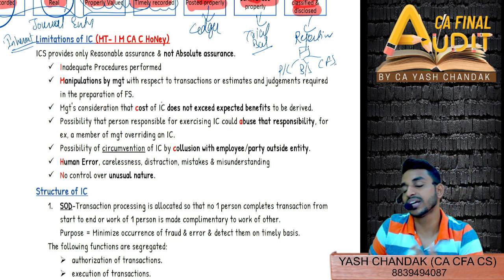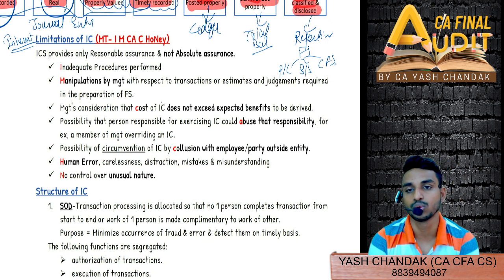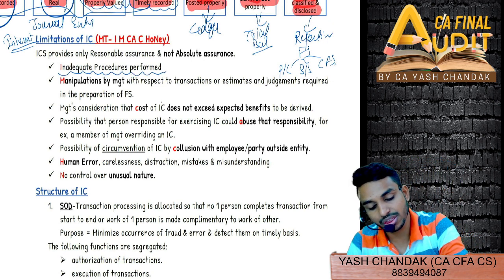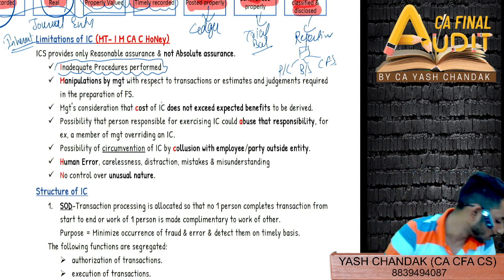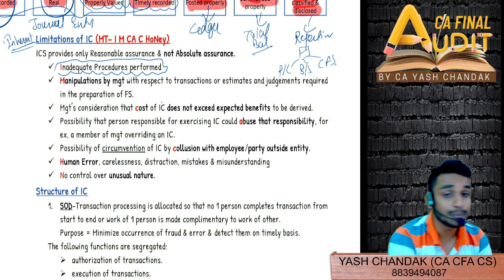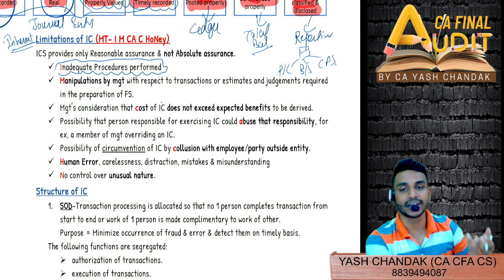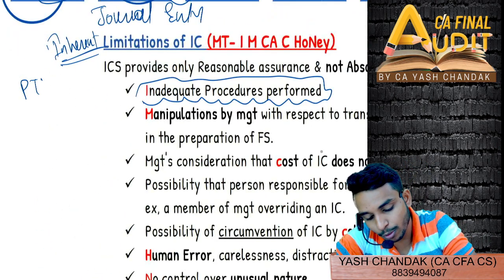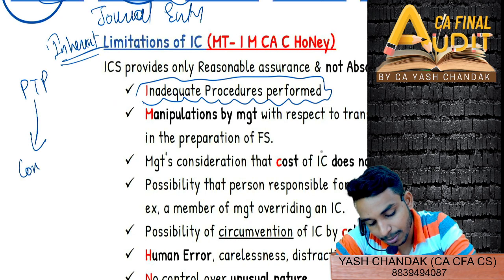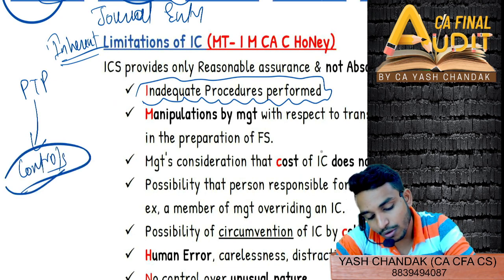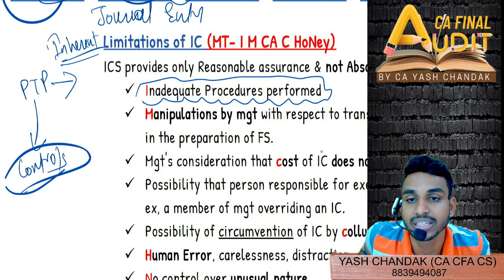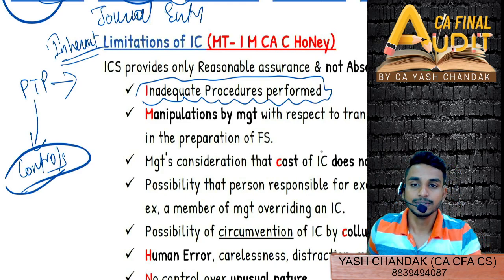So what are the inherent limitations of internal control? It might so happen that there is an internal control properly implemented in the system. However, the procedure you perform is incorrect. Suppose the procedure is the P2P procedure. Now in this procedure we can implement all the controls that we want. However, if this procedure itself is incorrect, the activity you are performing is incorrect, then it's wrong.